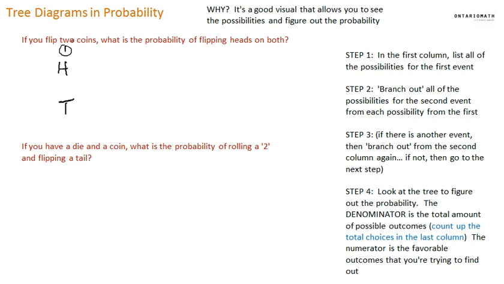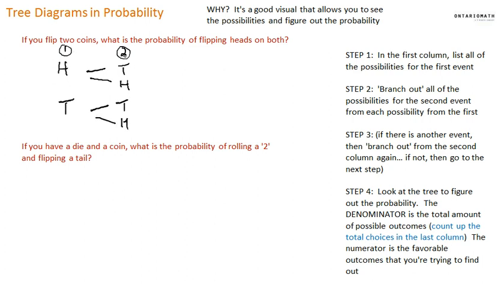But I'm going to be flipping two coins, so I have to figure out the second event as well. Here's the second coin, so I'll label the second column, and I'll branch out from here. If I first flip a head, on the second coin I can flip a tail, or I could also flip a head. And if I flip a tail on the first one, on the second coin I could flip a tail again, or I could flip a head. So there are my two coins.